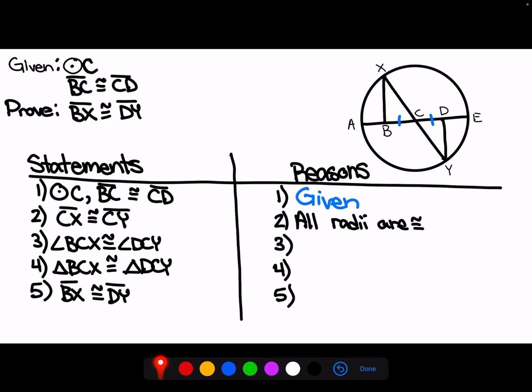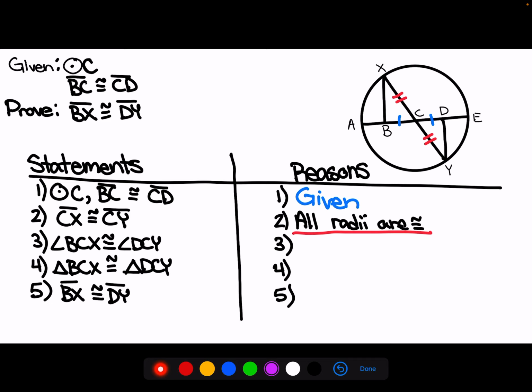Now, if I look at my reason, it says all radii are congruent. So we have a circle here, and in a circle, we know that from the center to the edge of a circle, that will be the same no matter where I draw it from in the circle. So my radius will always be the same distance no matter what. So that's why it says all radii are congruent. So if that's the case, I'm going to go ahead and draw that in my picture.